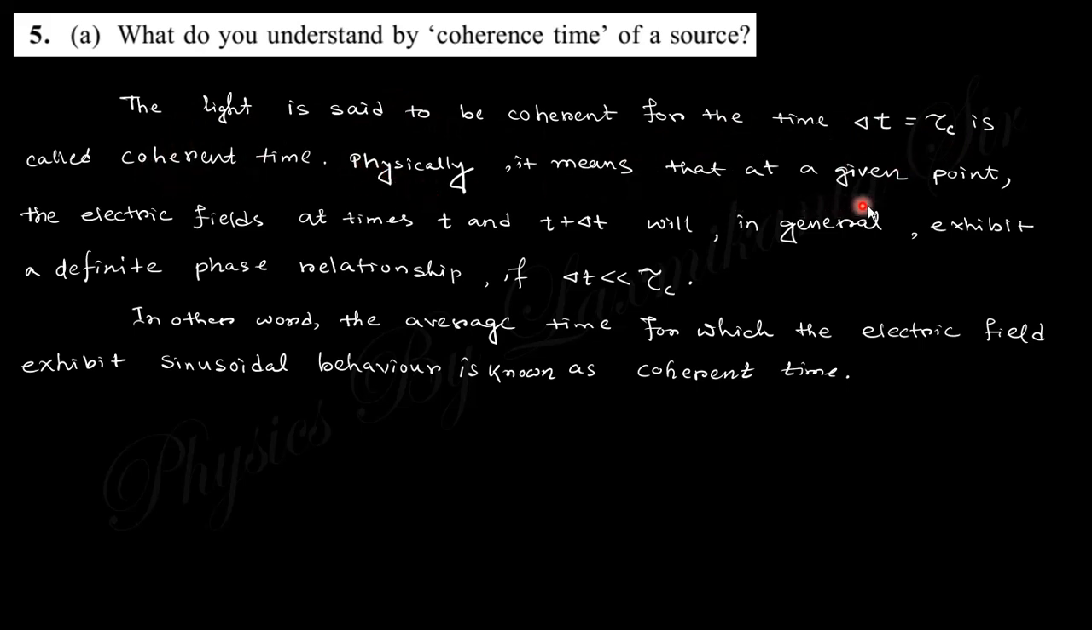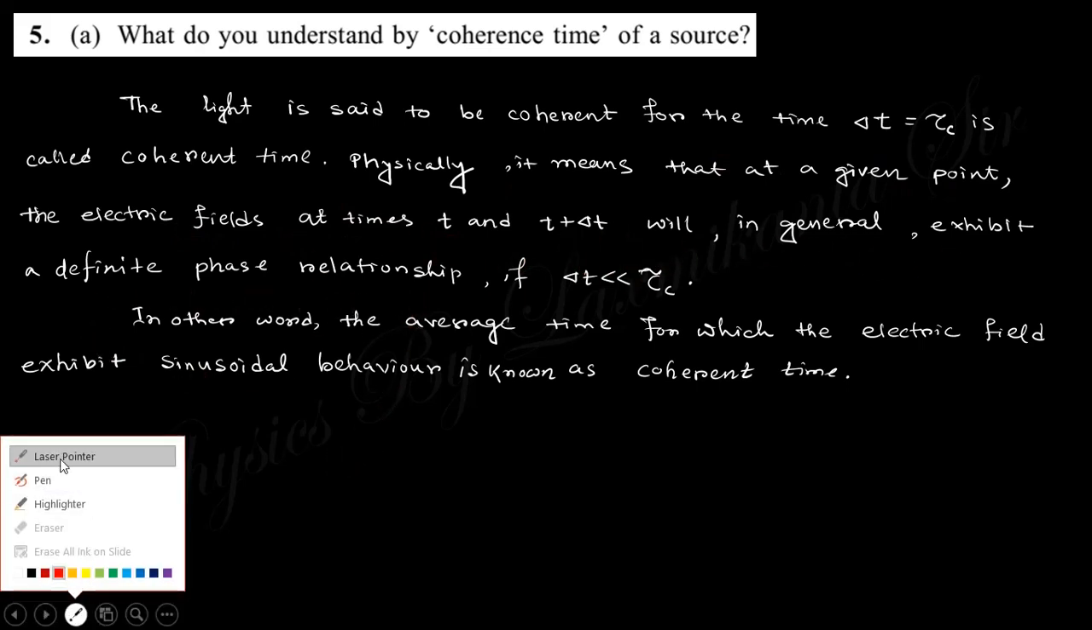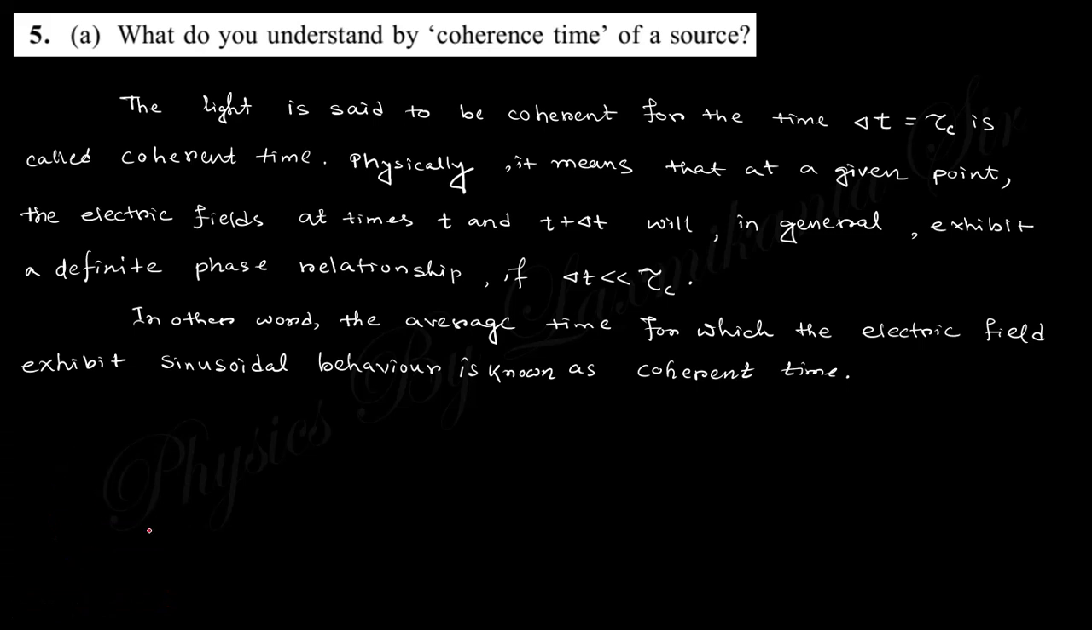Physically it means that at a given point, the electric field will in general exhibit a definite phase relationship over this time. That means at any point, if there is a time difference delta t, and the light is coherent, the occurrences due to two phenomena at that point can be detected simultaneously. This is actually the coherence time, the time gap.